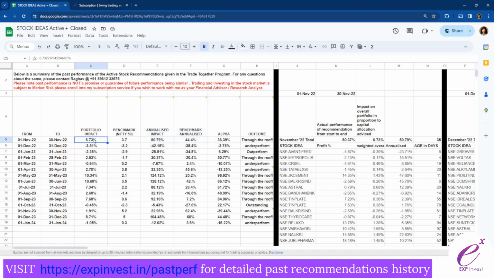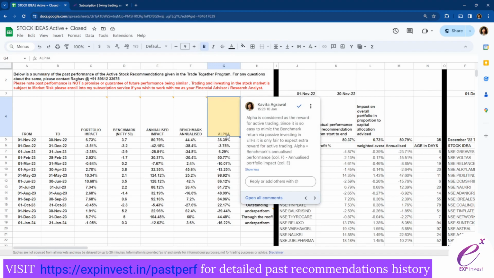Now, this portfolio impact, whether it's good or not, needs to be compared against a benchmark. For our purpose, we use Nifty 50 as the benchmark. This portfolio impact is then converted to an annual number, and same goes for the benchmark. These two numbers are then compared, and the alpha is calculated.